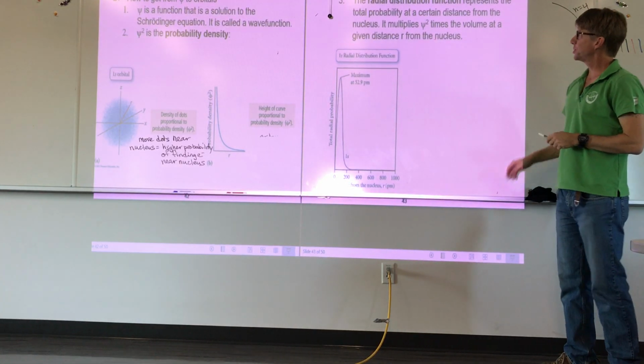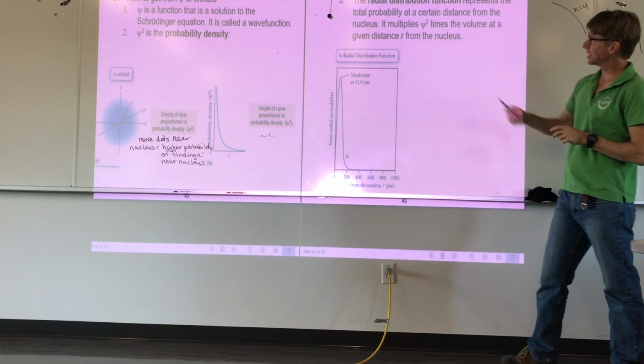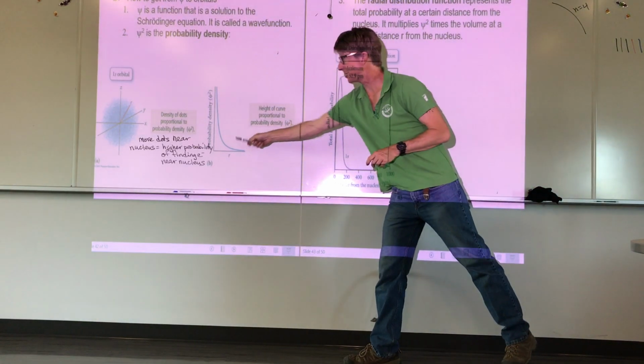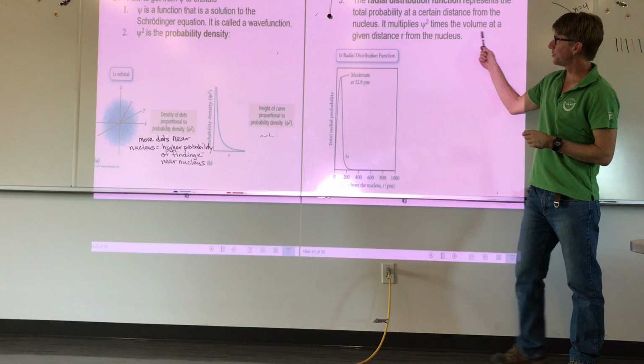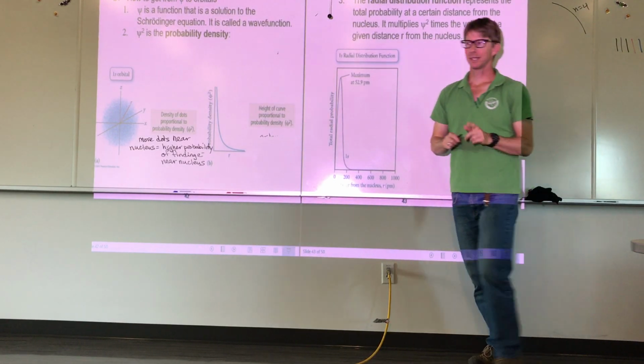The radial distribution function represents the total probability of a certain distance from the nucleus. It multiplies psi squared, which we've got right here, times the volume at a given distance r from the nucleus.